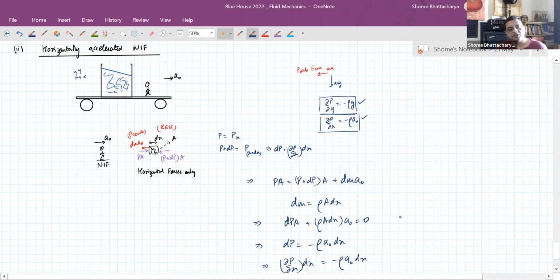because the change in pressure here, let's see, this one. So we'll get the horizontal pressure gradient.